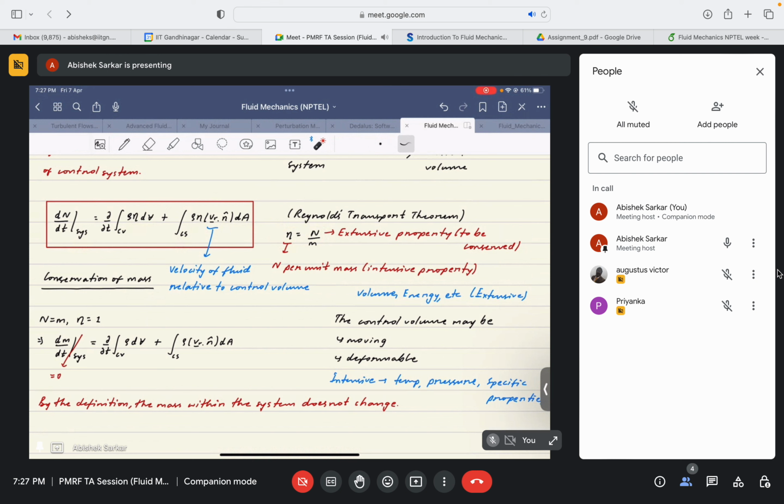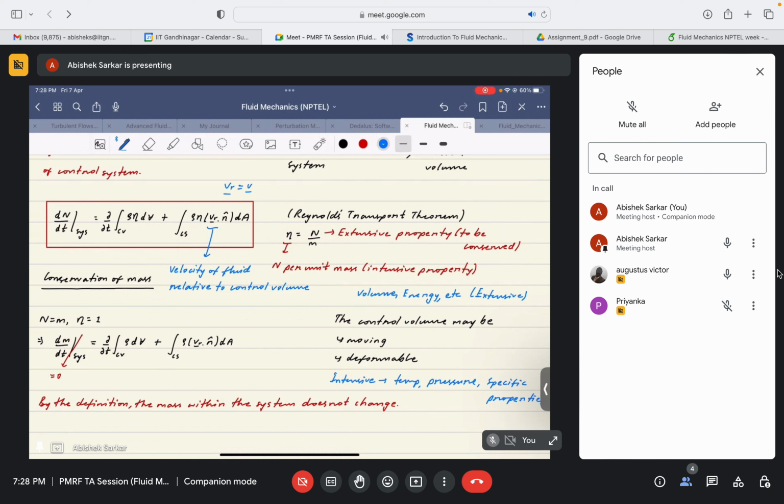Okay, don't confuse yourself with eta and n cap. Eta is the intensive property and n cap denotes the normal vector, and in general it is Vr dot n cap and not V dot n cap. Vr is the relative velocity, and only under certain assumptions can we write Vr equal to V, which we will gradually look through. So is the formula clear? Are all the terms in the formula clear, or do you have any doubt in the formula?